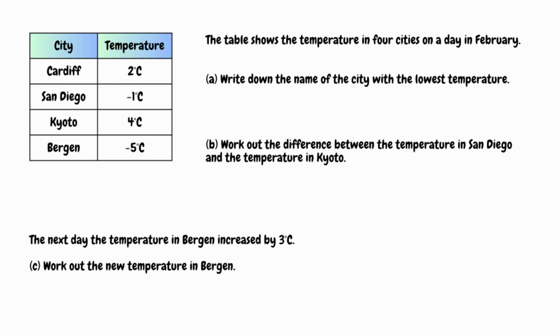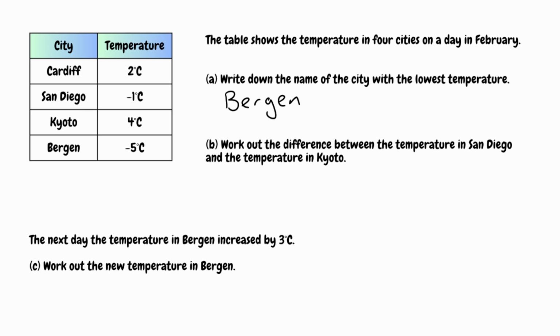So for part A, we need to write down the name of the city with the lowest temperature. So what we're doing here is looking down our temperature column, we're looking for the smallest number. Well, we can see here we've got 2 positive numbers, 2 negative numbers. The smallest out of -1 and -5 is that -5. So for this one, the city with the lowest temperature would actually be Bergen.